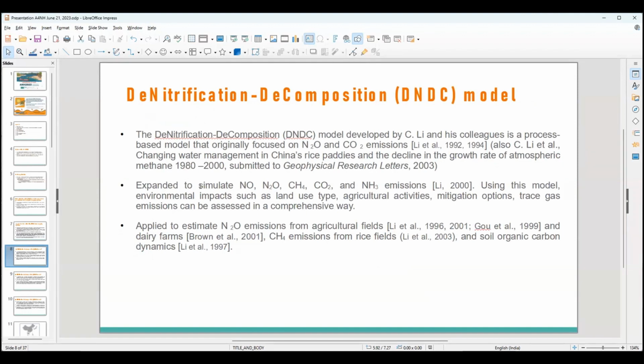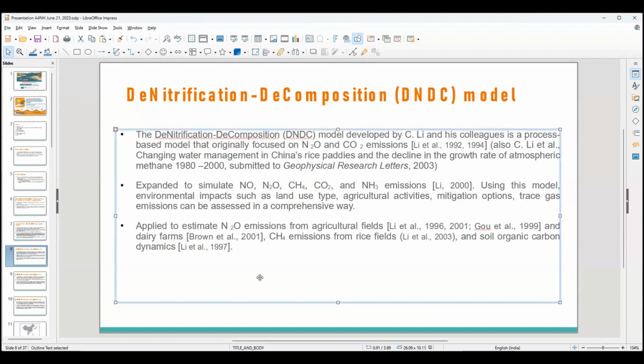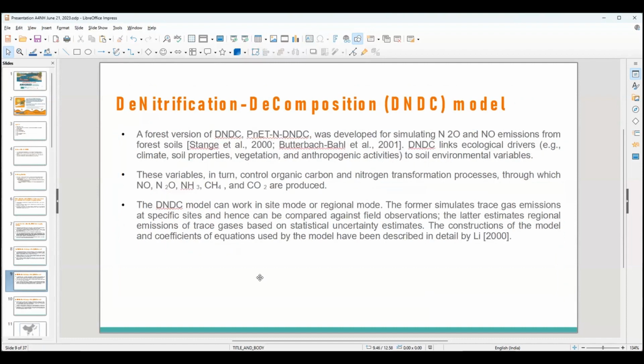It was expanded to simulate nitrous oxide, methane, carbon dioxide, and ammonia emissions. Using this model, environmental impacts such as land use type, agricultural activities, mitigation options, and trace gas emissions can all be assessed in one holistic and comprehensive manner. It is also applied to estimate nitrous oxide emissions from agricultural fields and dairy farms, methane emissions from rice fields, and soil organic carbon dynamics.